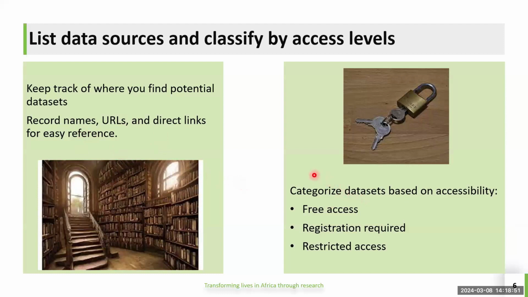So that's that. And then on the right here, you want to categorize the data sets according to accessibility. Is it something that you can just access, free? Is it just available on the internet and you can just download it once you discover it? Or is it something that requires you to register and then someone on the other end approves? Or it's totally restricted access, potentially requiring, I don't know, a visit to the place where the data are deposited? So that's what you're doing in terms of listing the data sources and classifying them by access.